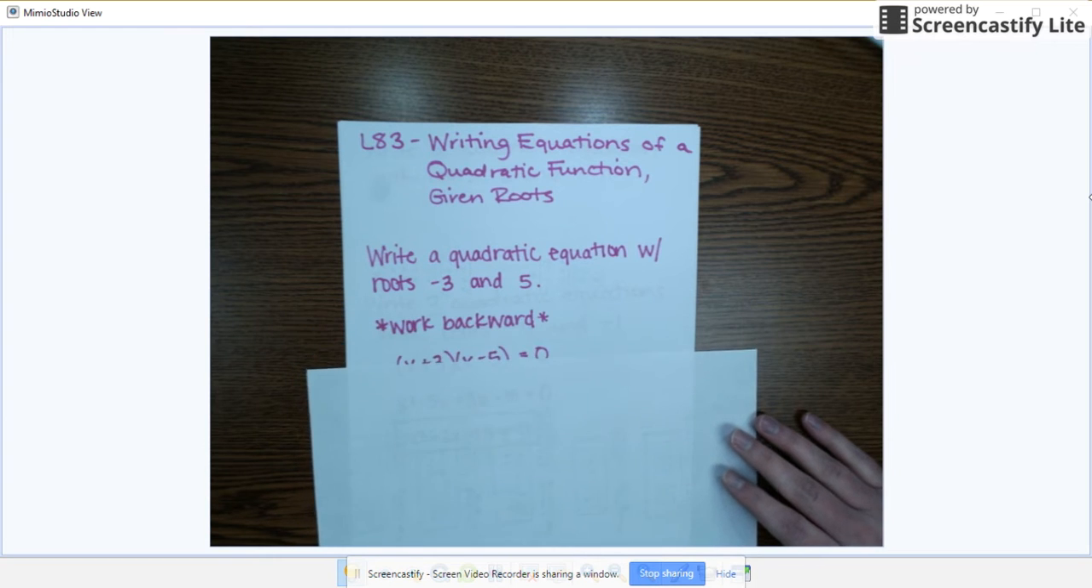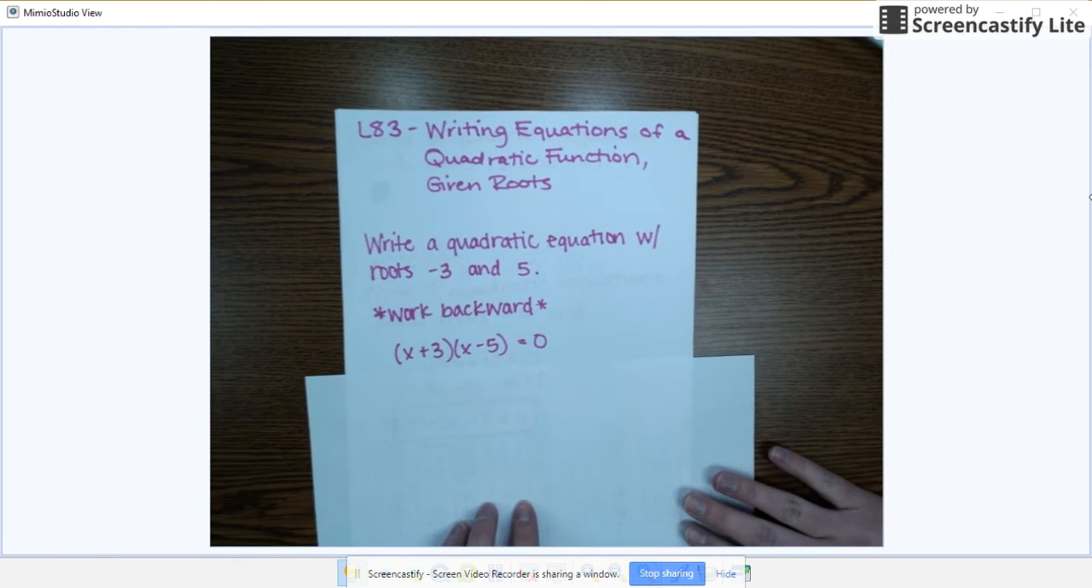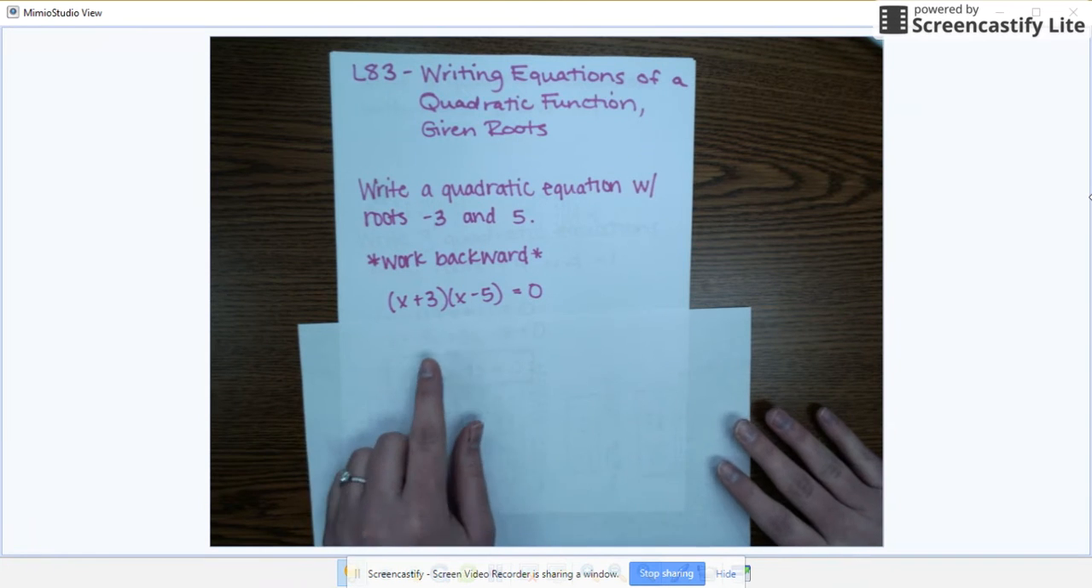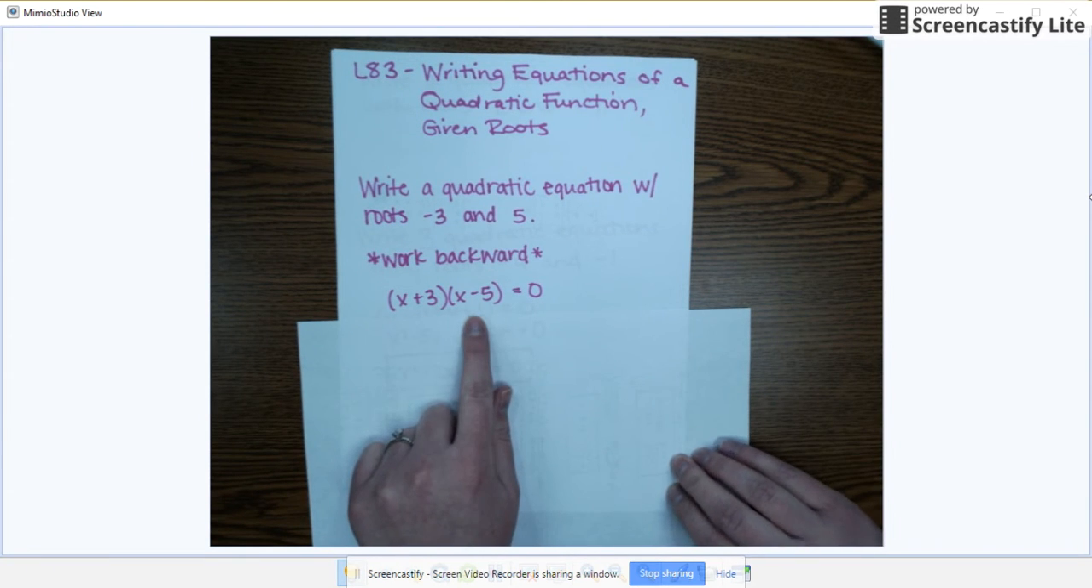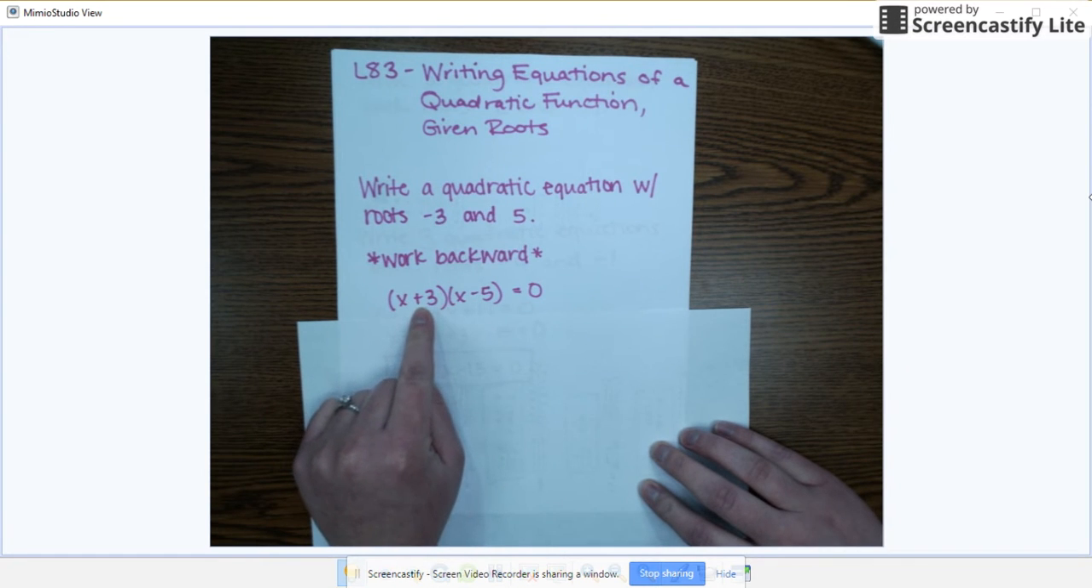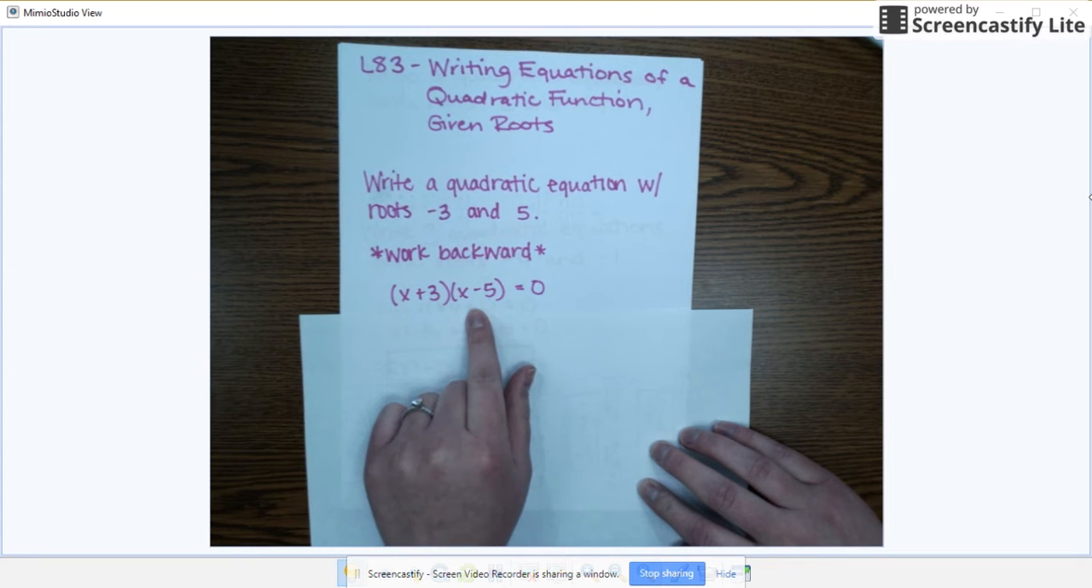So we need to set up our parentheses because one of the ways that we can solve a quadratic is by factoring. So when we're given our roots, probably the easiest way to find the actual equation is to work backwards as if we had factored. So inside our parentheses, remember our sign will always be opposite of what our root was. So our root was -3. That means our parentheses is going to say x plus 3. Likewise, when our root is 5, our parentheses is going to say x minus 5.